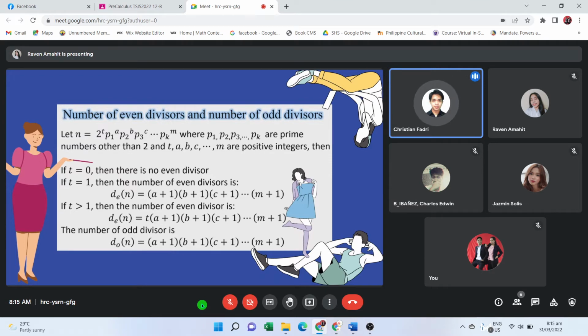Lastly, the number of odd divisors is d of n equals a plus 1 times b plus 1 times c plus 1, and the pattern continues until m plus 1. So that is the same formula that we use in finding the odd positive integer factors of 480. Next slide.